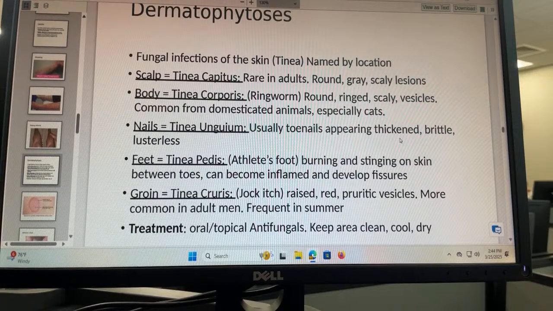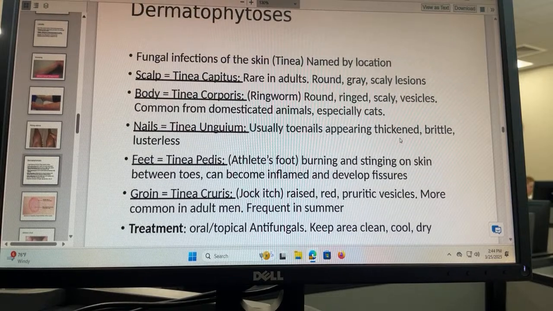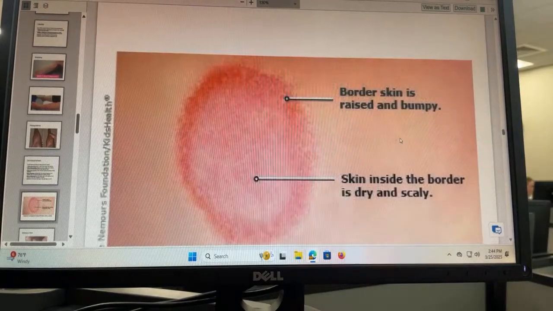If it's on the scalp, it's Tinea capitis, you can think of like wearing a cap. If it's on the body, it's Tinea corporis, which is also known as ringworm. If on the nails, it's Tinea unguium. On the feet is Tinea pedis, and on the groin is Tinea cruris. So I'll start at the top. Tinea capitis is more common in children, so it's rare in adults. It's round, gray, scaly lesions. I don't have a picture of it.